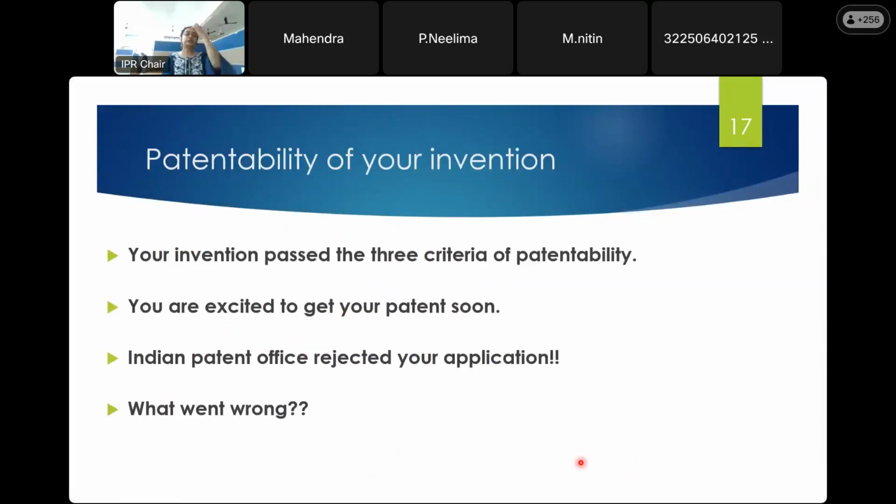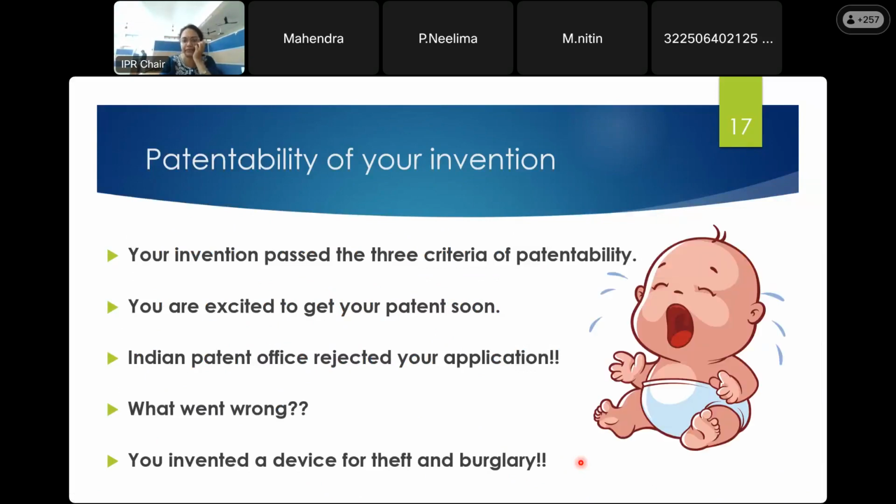Okay. So now you have understood the criteria for patentability. So there are 3 criteria and you have satisfied those criteria also, and you have filed the patent application. So you are excited that you are going to get your patent soon. However, the Indian Patent Office still rejected your application. What went wrong? You invented a device for theft and burglary. That was your invention and the Patent Office rejected it.